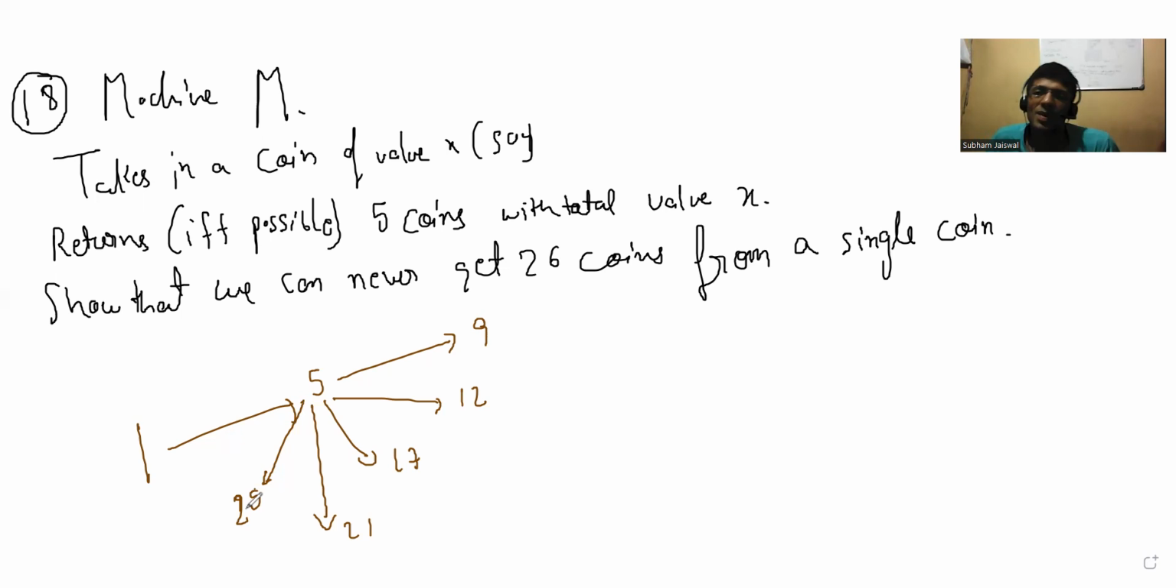What is it about the number 26 that you cannot get? And this is wrong, this will be 13, not 12. Right, that's correct. All of them are odd. So can you show that you will always have an odd number of coins?